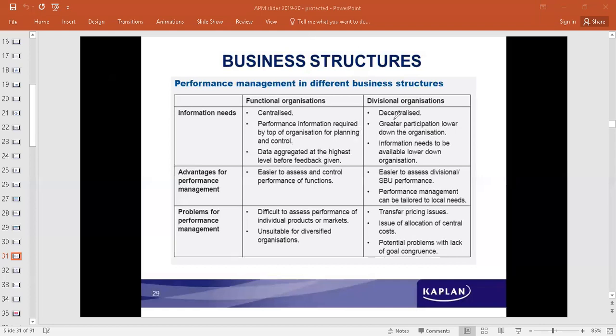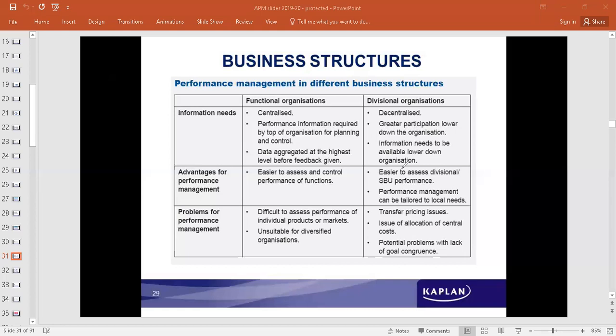So there is greater participation lower down the organization, and information needs to be available lower down the organization. Very specifically relating to his department or his division, and it should not be in an aggregate format, but in detail, so that his decisions are based on the information provided. Okay, so that is about the kind of information needed by a centralized organization and by a decentralized organization.